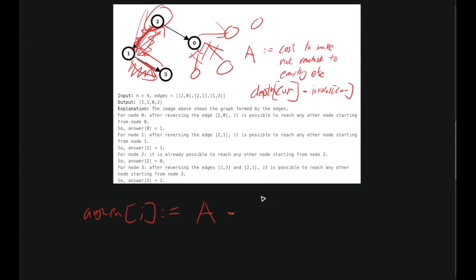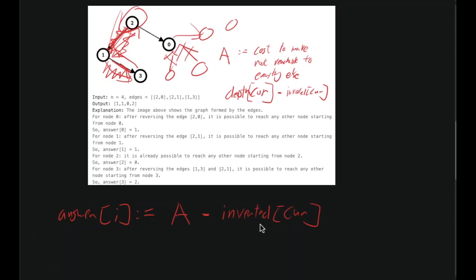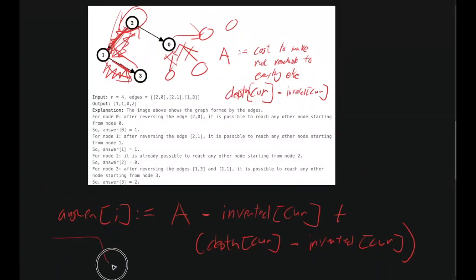So this old cost, we can just minus this inverted cost, which means how much it takes from root to current, which we can calculate pretty easily using DFS. And you minus the old cost and plus the new cost. The new cost is the depth of current, which means how many steps it takes from root to current, minus the inverted cost. And that's pretty much how we can calculate every answer in a very efficient way. And that's pretty much all for the solution overview.